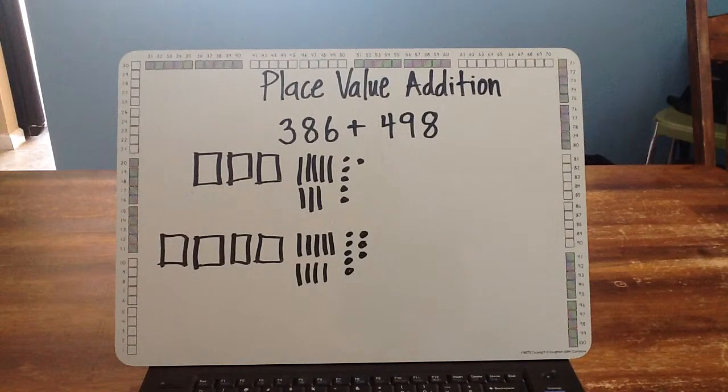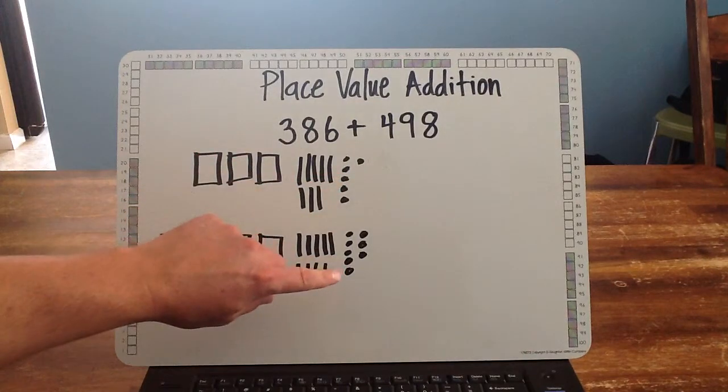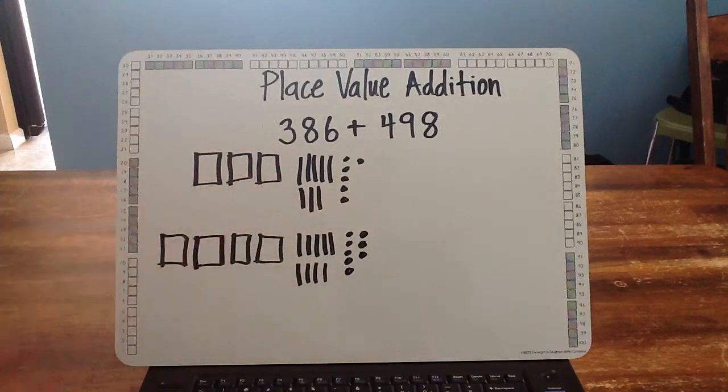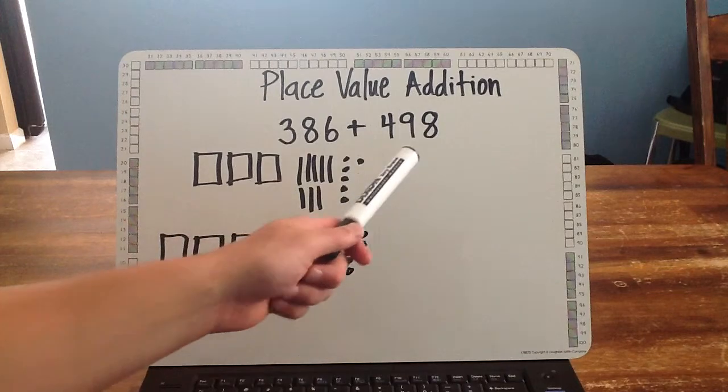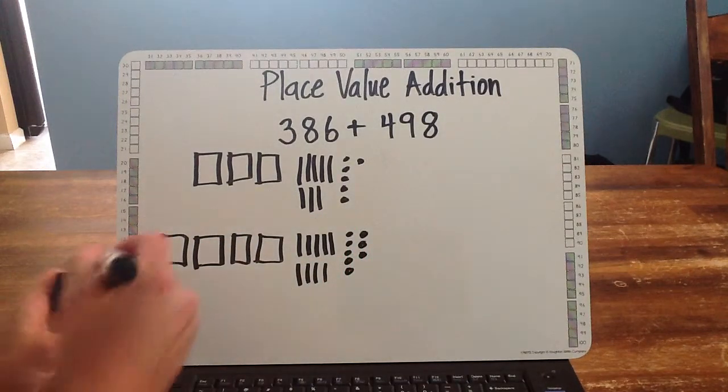Now when you have a lot of drawings like we do here in this problem, it's important for students to keep their work organized and neat. And as you can see, I've lined up my ones place, my tens place, and my hundreds. If the students have drawings all over the place and scattered about, it's a lot more difficult to solve a problem with all of these different drawings because we're dealing with numbers with greater value than we have in the past. So again, I'm going to go ahead and add these numbers up.